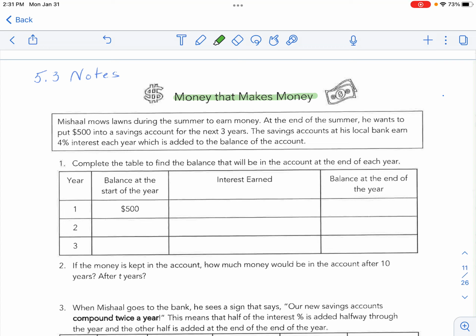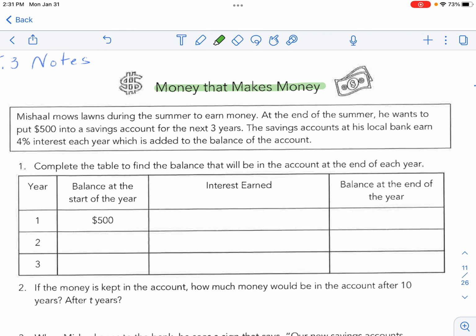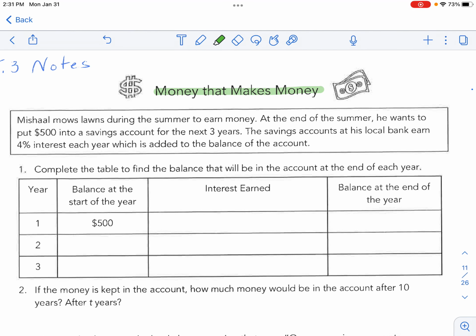The storyline that goes along with these notes is that Michelle mows lawns during the summers to earn money. At the end of the summer, he wants to put $500 into a savings account for the next 3 years. The savings account at his local bank earned 4% interest each year, which is added to the balance of the account. So how much is he going to have in 3 years? The idea here is that he's going to put money away, and he's going to let it earn interest, which means he's setting it aside so that it can earn money for him without him having to do anything.